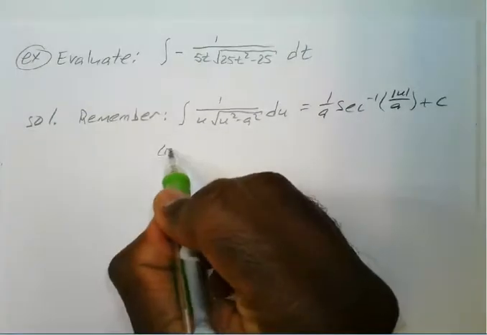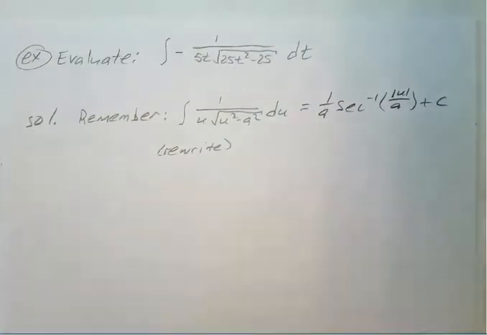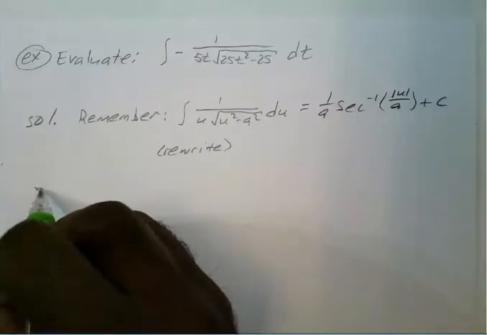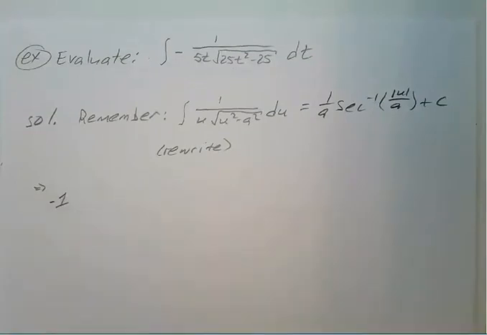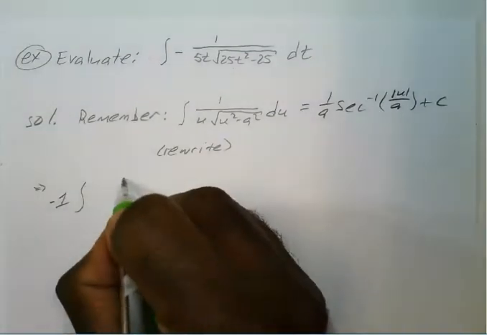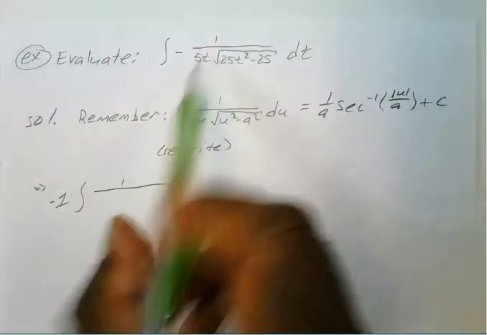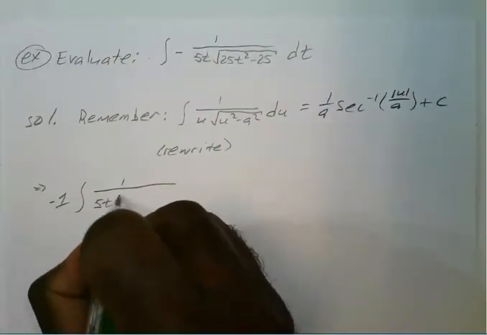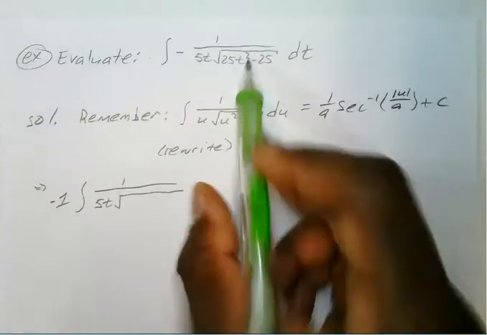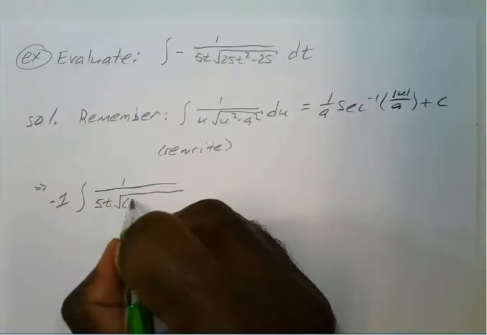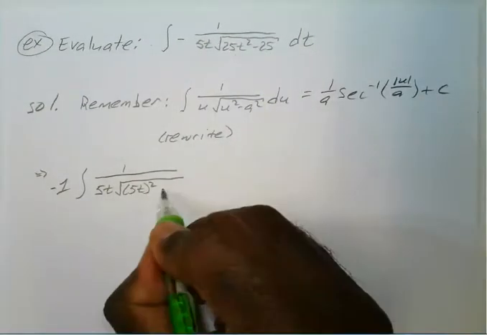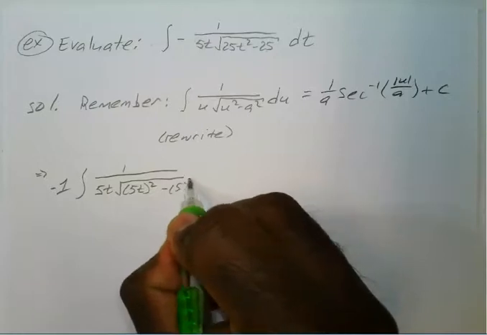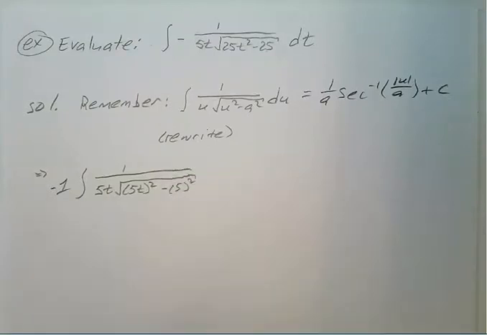Okay, so what we do, of course, is we rewrite. Okay, so we get that negative, we can just bring that right out to the front. So we'll go ahead and just make that negative 1 times the integral of 1 over 5t times the square root, and instead of 25t squared, we make that 5t and that quantity squared. Instead of minus 25, we make that minus 5 squared with respect to t.